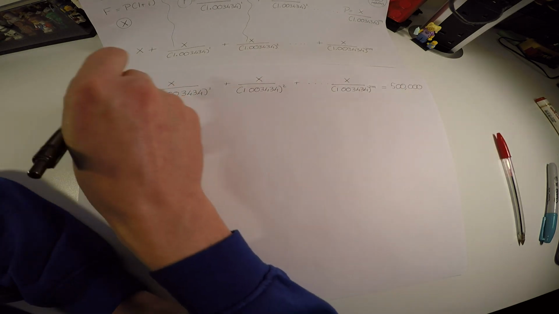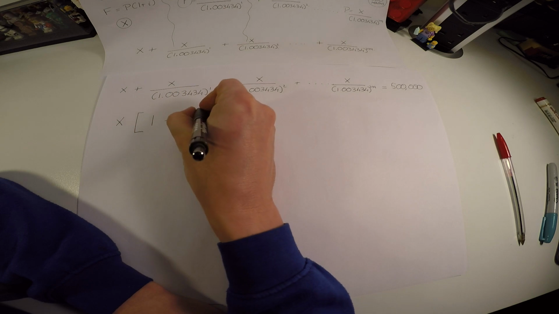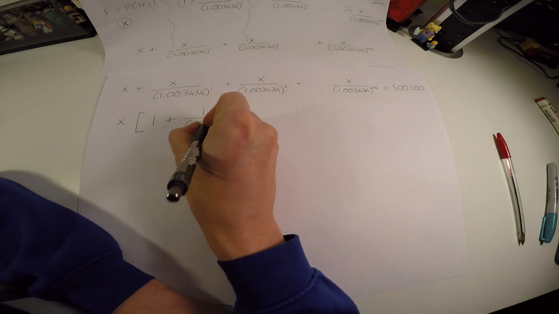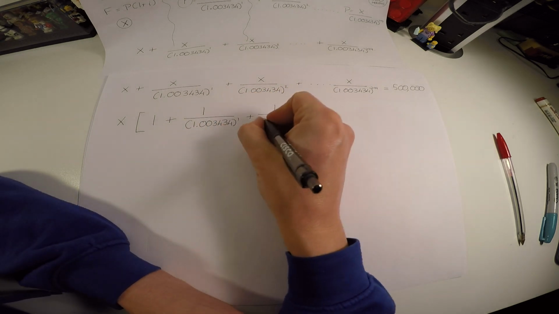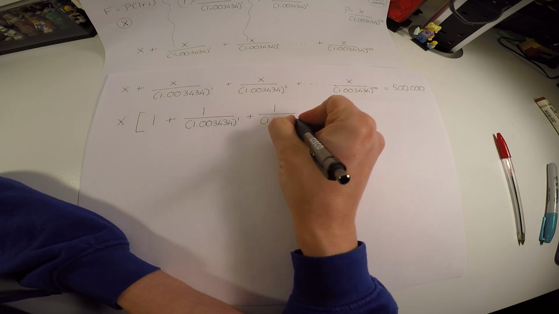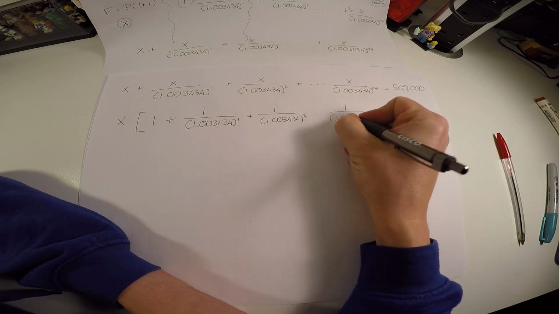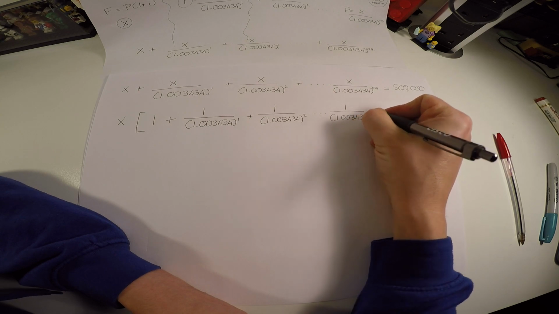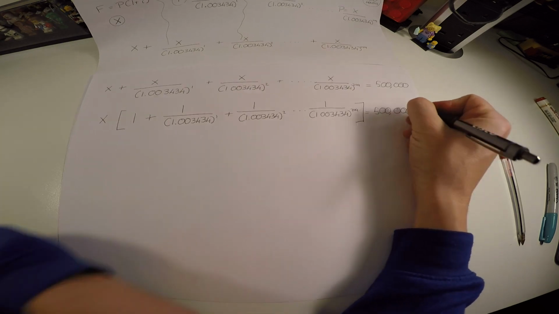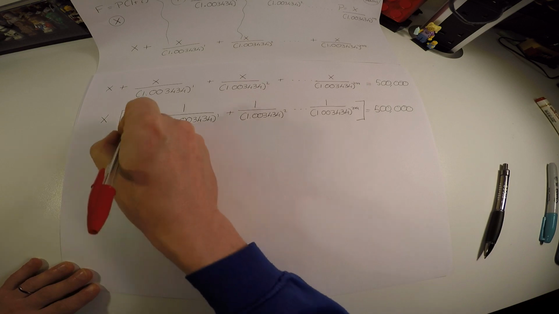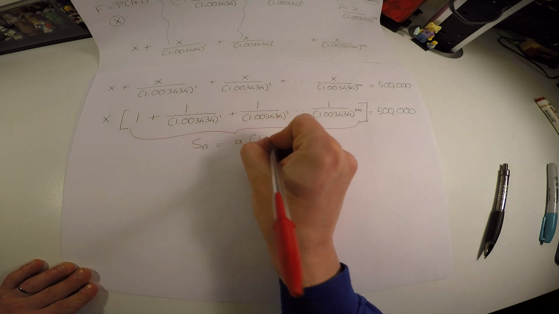Now what I'm going to do now is I'm going to factor an x out from this left hand side, which is going to give me something like this: 1 plus 1 over 1.003434 to the 1, plus 1 over 1.003434 to the 2, all the way up to 1 over 1.003434 to the 299. And that should be all equal to my 500,000.